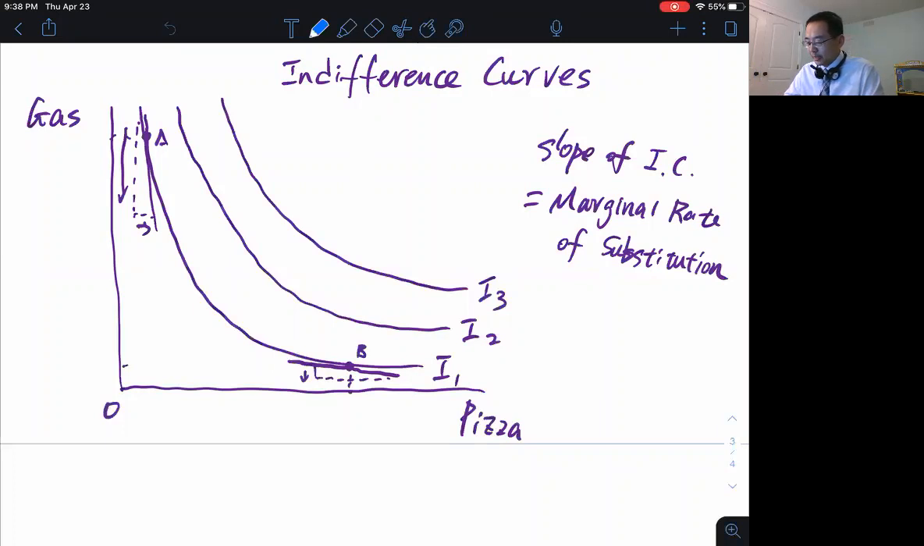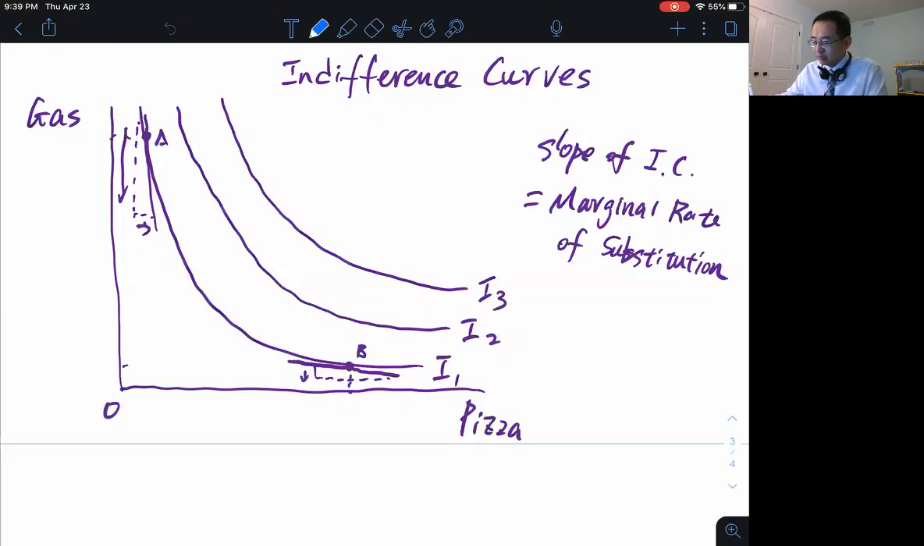We talked about how the shape of these curves is bowed out toward the origin, because at point A, when we have more gas than pizza, we value pizza a lot more. We're willing to give up a lot of gas for a little bit of pizza. By the time we get to point B, where we have a lot of pizza and very little gas, for us to give up a little bit of gas, we have to receive a whole lot of pizza to be as happy as before.